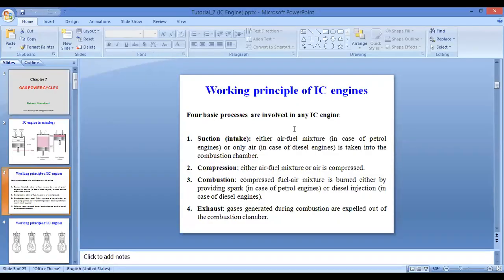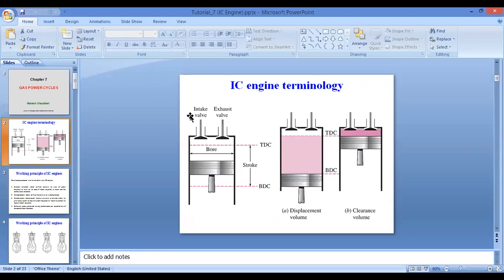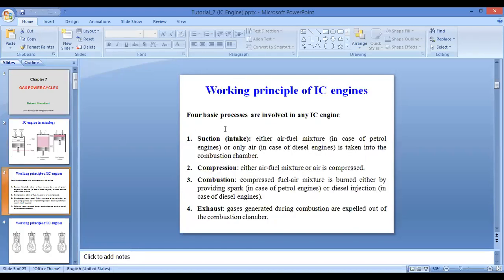Now the next part is the working principle of the IC engine. There are four basic processes for every internal combustion engine cycle: suction, compression, combustion, and exhaust. During the suction process, a mixture of air and fuel in case of a petrol engine, and only air in case of a diesel engine, is taken inside the cylinder. Over here you can see the inlet valve. Through this valve, the mixture of air and fuel or only air will enter inside this cylinder. That is our first process, the suction.